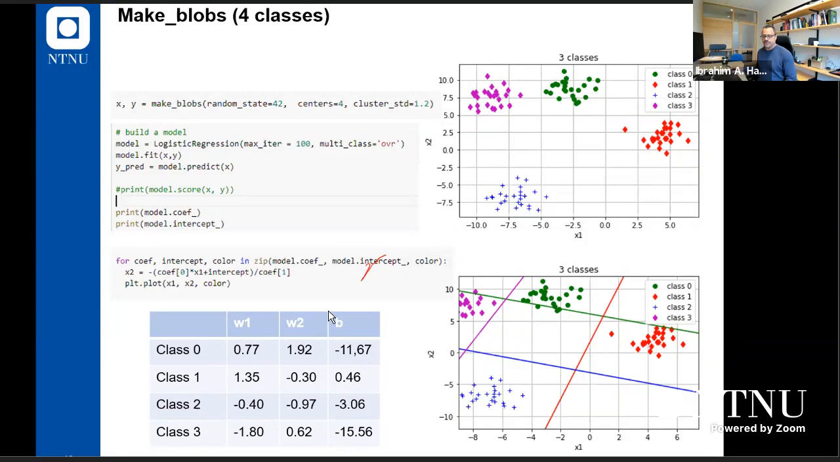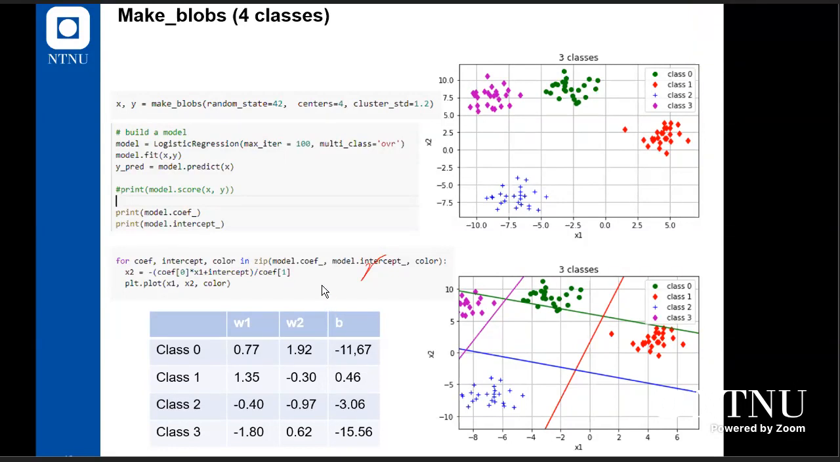Do you have any question in that part? Yes, you said that we use the standard deviation to control the overlap between the classes. Can you elaborate on these points?